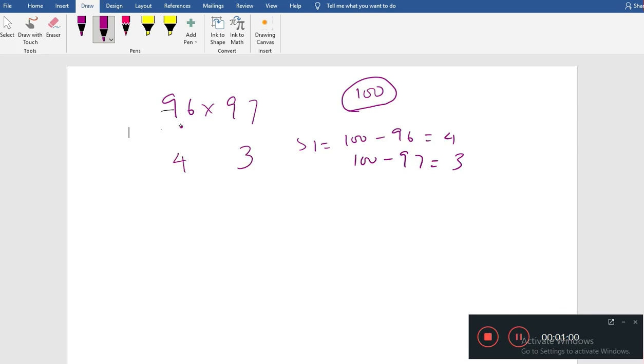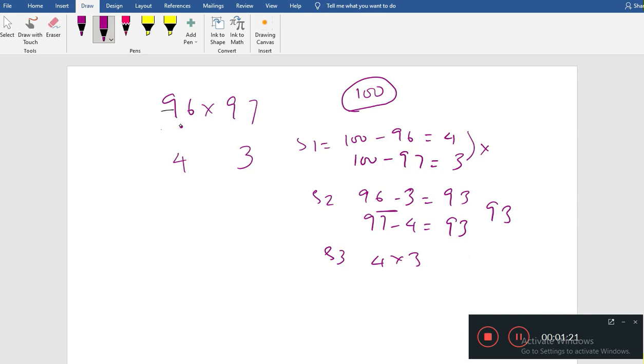Now step 2: 96 minus 3 is equal to 93. Again, 97 minus 4 is equal to 93. So 93 is a common number, and we can just do either one; a single subtraction is sufficient. Then step 3 is to multiply 4 into 3. 4 into 3 is equal to 12. So 9312 is the answer for multiplying 96 into 97.